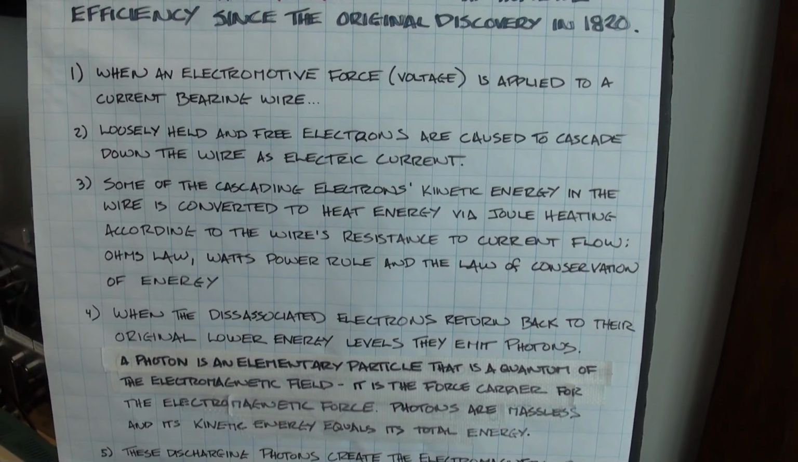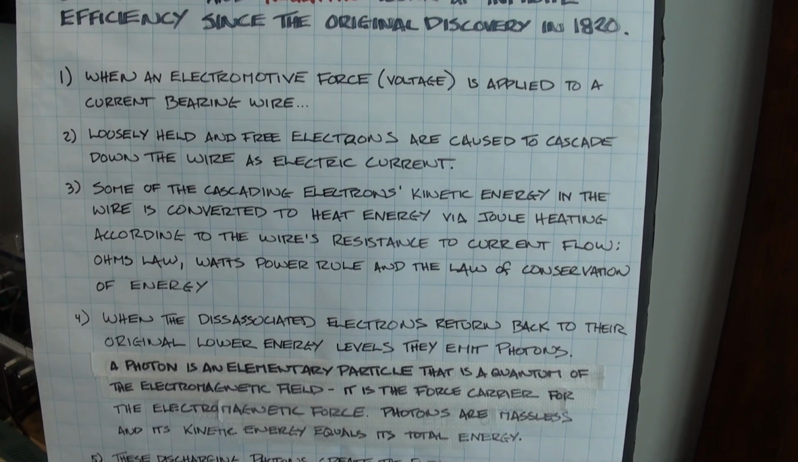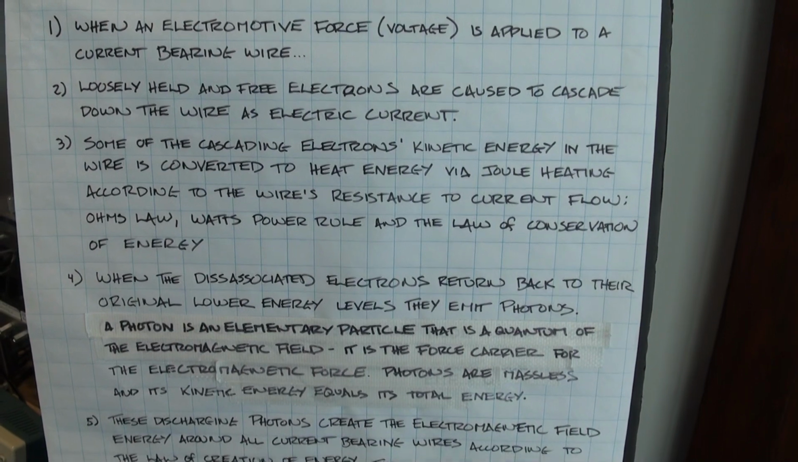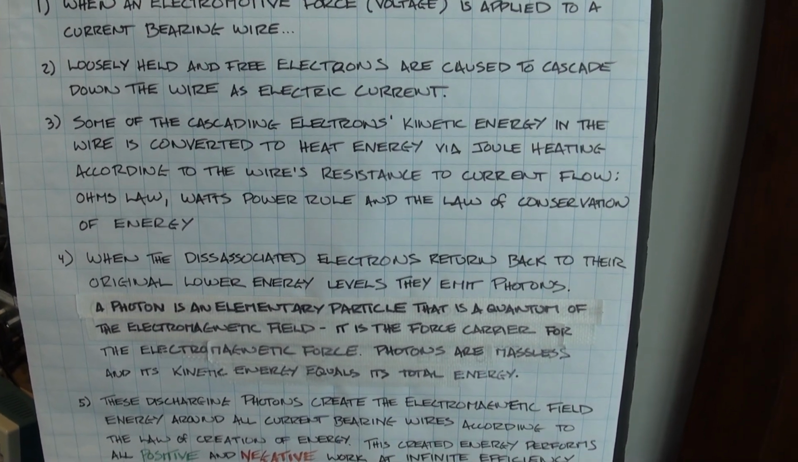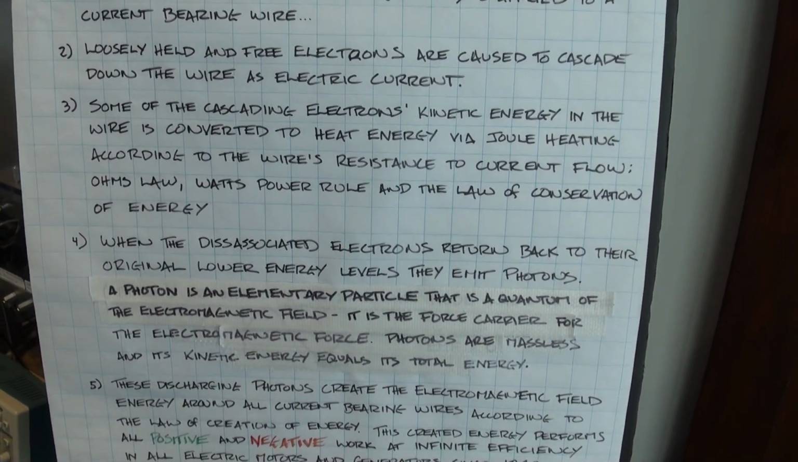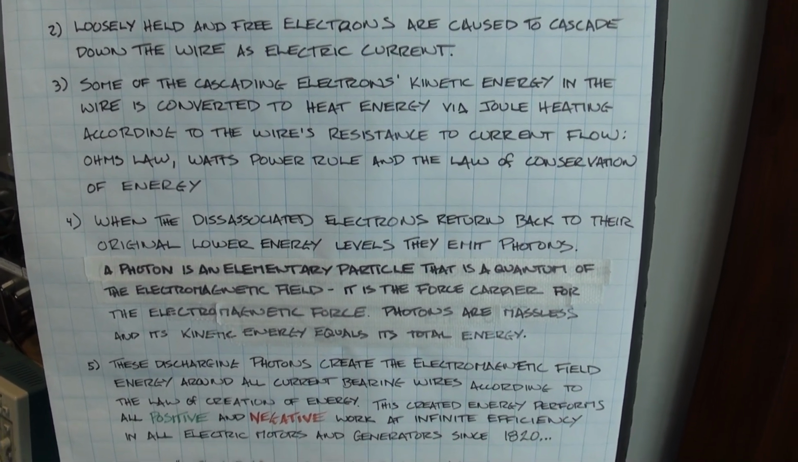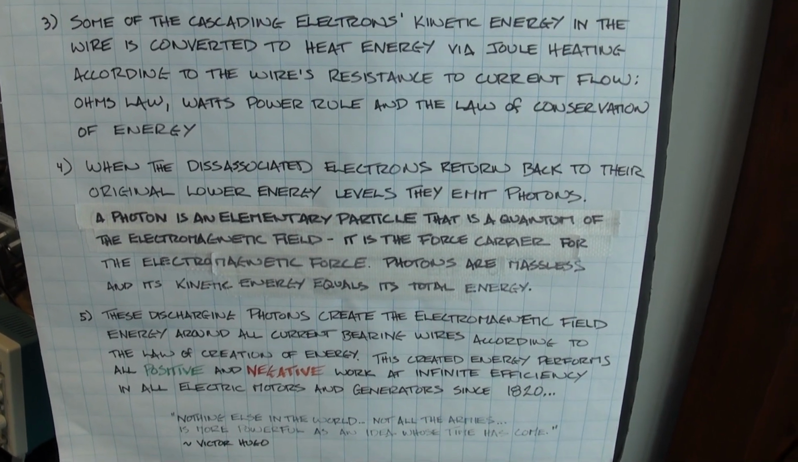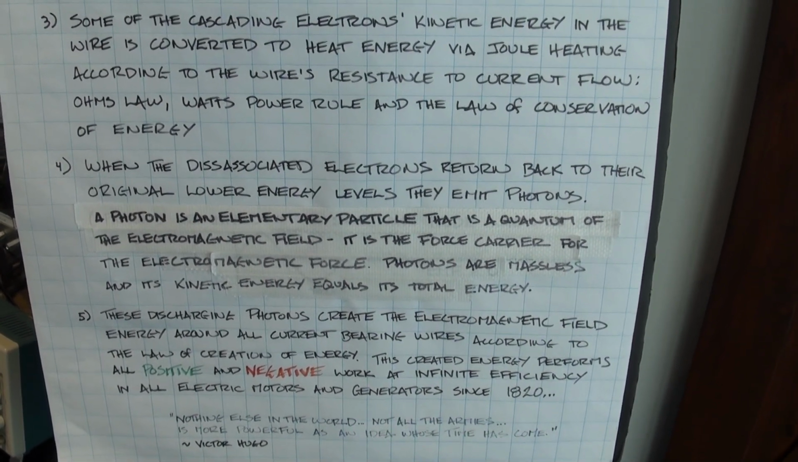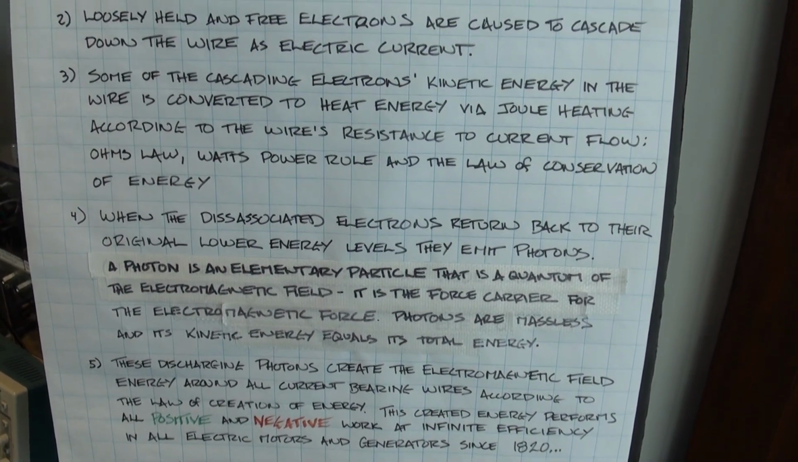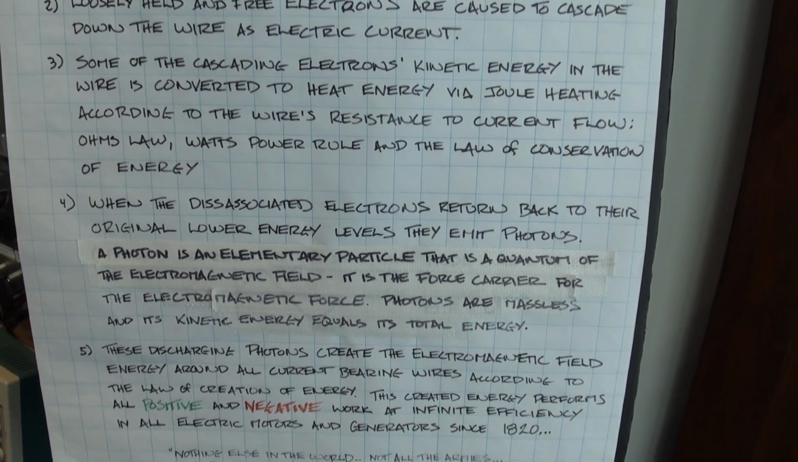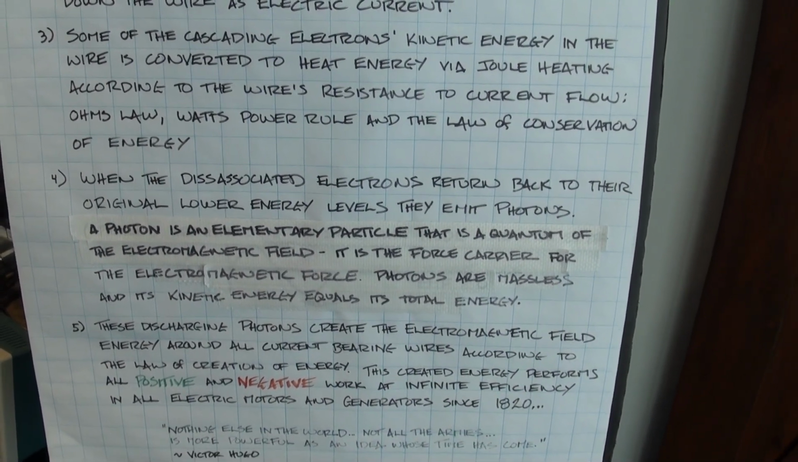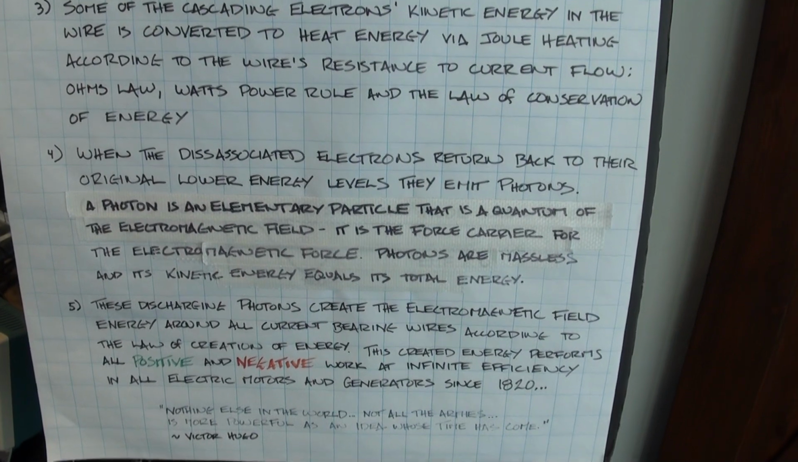When an electromotive force or voltage is applied to a current-bearing wire, loosely held free electrons are caused to cascade down the wire as electric current. Some of the cascading electrons' kinetic energy in the wire is converted to heat energy via joule heating according to the wire's resistance to current flow, Ohm's law, Watt's power rule, and the law of conservation of energy.